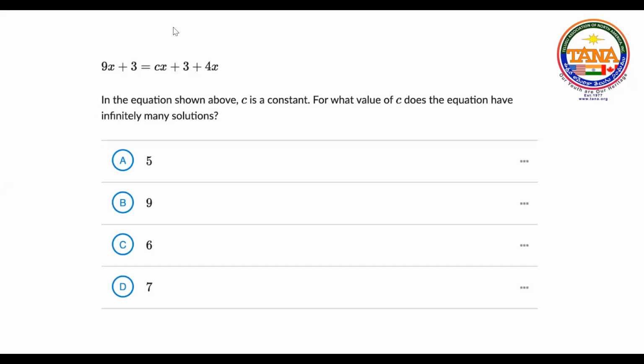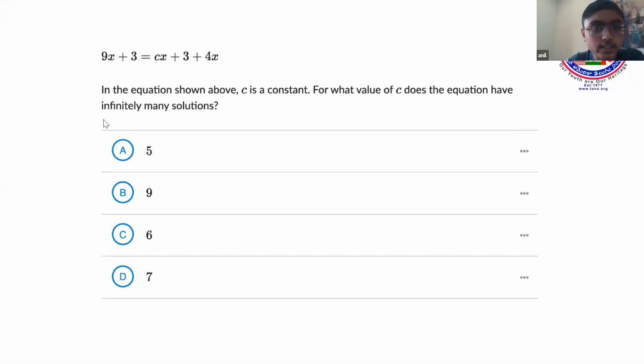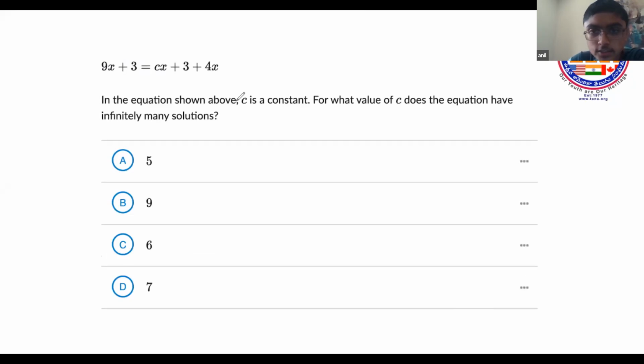All right, Akash, go on. For this one, you set the equations equal to each other, and you are trying to find what value of C makes the two equations equal to each other. In this case, it's really easy. Since there are only two different things, you have to find what value of C will make 4x equal to 9x, which is 5. 5x plus 4x is 9x, and the 3 is the same. So the answer is A.